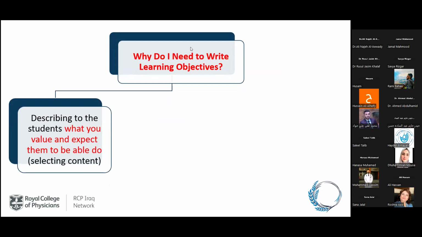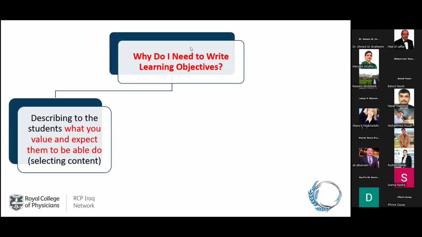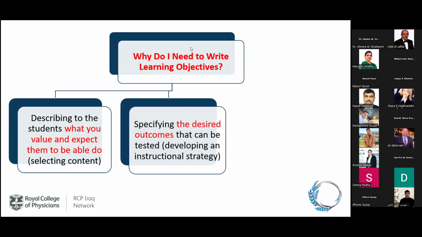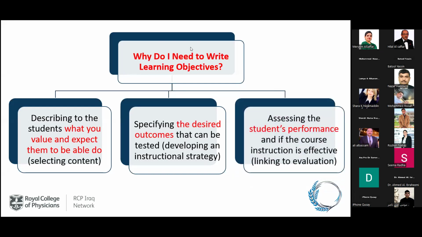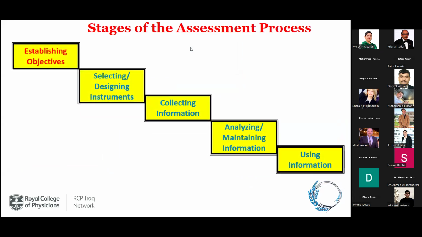So the first thing is that it is to what you value and expect them to be able to do. We direct the students or the trainees to what we want them to do. The second thing, we specify the desired outcome, a learning outcome that we explain and put there from the beginning. And the most important thing, it will help in assessing the performance of students. If you remember from module 1, the educational strategies are not only lecturing or giving; it is a very big organization, and one of the important parts of it is assessment.